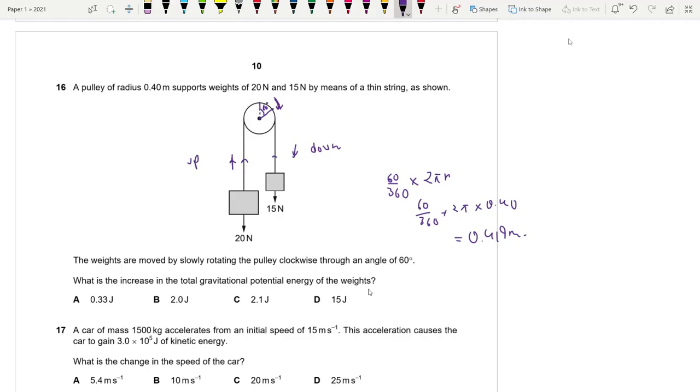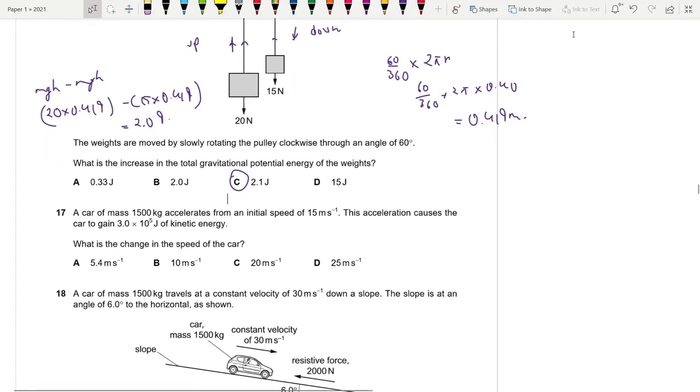All right. Now, if you want to find out the change in GPE, the gain is mgh minus the loss mgh. So the gain is 20 into 0.419 and the loss is minus 15 into 0.419. Answer into 20 minus answer into 15. I'm getting an answer of 2 by 3 pi or 2.09, which is rounded off to 2.1. So the answer is actually C.